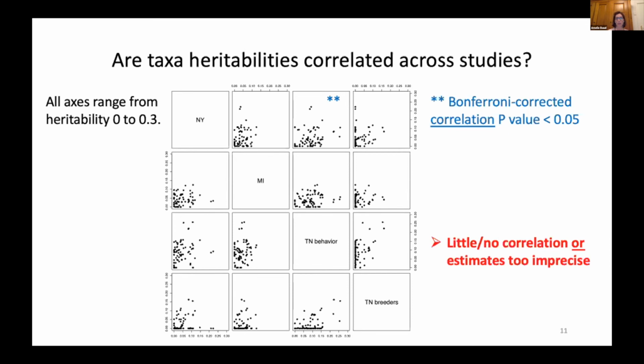So that could mean that truly there's little or no correlation, or it could be that our estimates are too imprecise and we can't really see the correlation that exists.